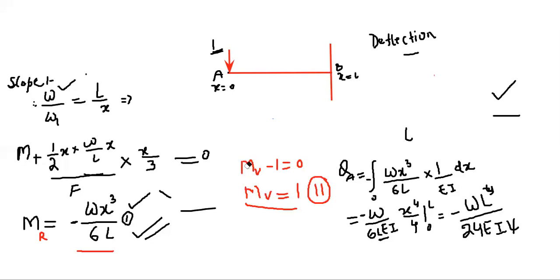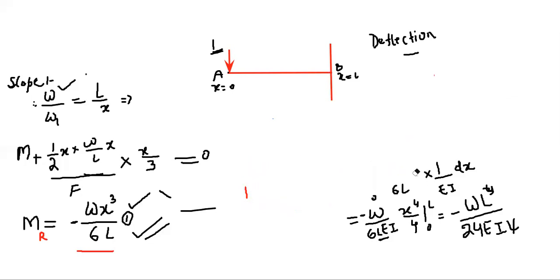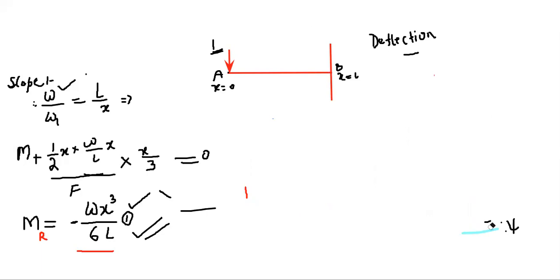Once we have applied the force of 1 newton, we have to find the bending moment equation. How do we do that? After applying a unit force at the point where we have to find the deflection, apply the unit force, and now find the bending moment.